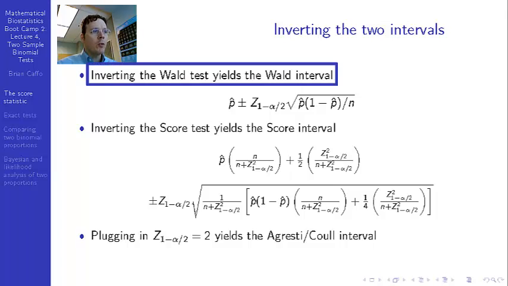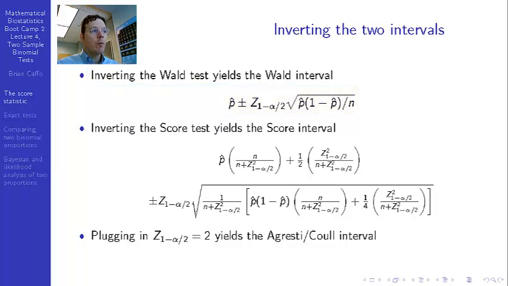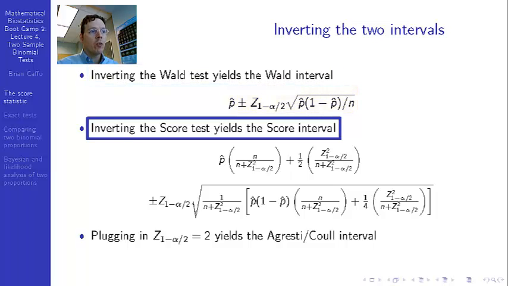If we invert the Wald test, we get the Wald confidence interval, p hat plus or minus z 1 minus alpha over 2 square root p hat 1 minus p hat over n. And if we invert the score test, we get a so-called score interval, which is a lot more complicated. We get p hat times this quantity plus 1/2 times this quantity, plus and minus our upper alpha over 2 normal quantile, and then this standard error formula.